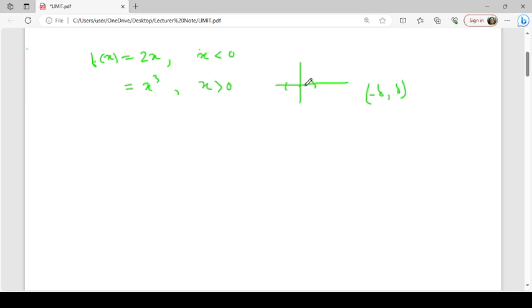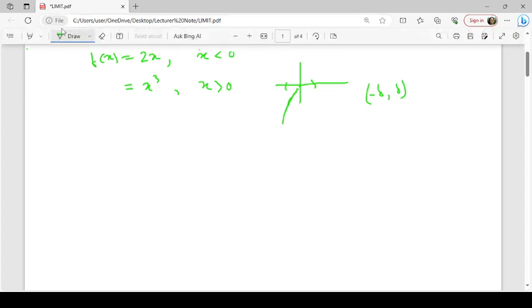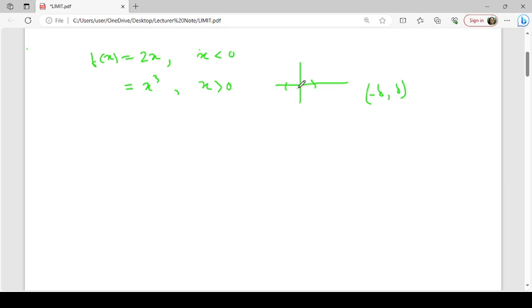When x is greater than 0, our path is this cubic function, y is equal to x cube. It is like this. And when x is less than 0, it is twice x. Twice x is a straight line, so the graph is a straight line. It is twice x. We draw the graph like this.